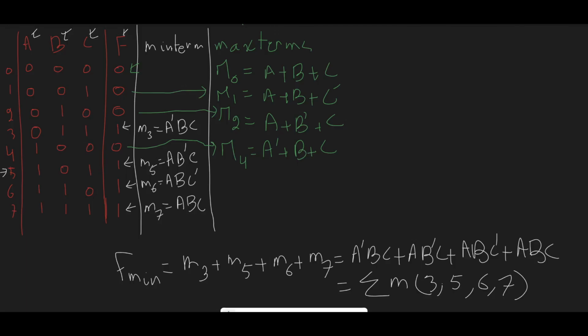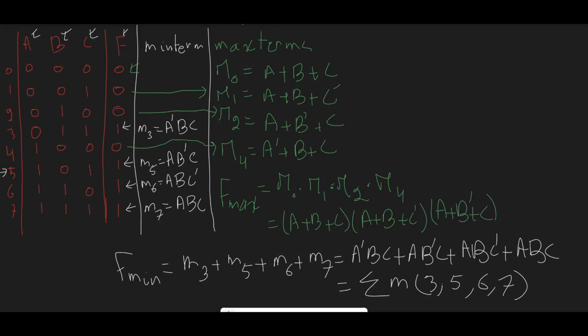So now we can write F max is equal to M0 multiplied by M1 by M2 by M4. So this further will be equal to A plus B plus C, times M1 is A plus B plus C bar or prime, M2 is A plus B prime plus C, and lastly M4 is A prime plus B plus C. So that's the maxterm.